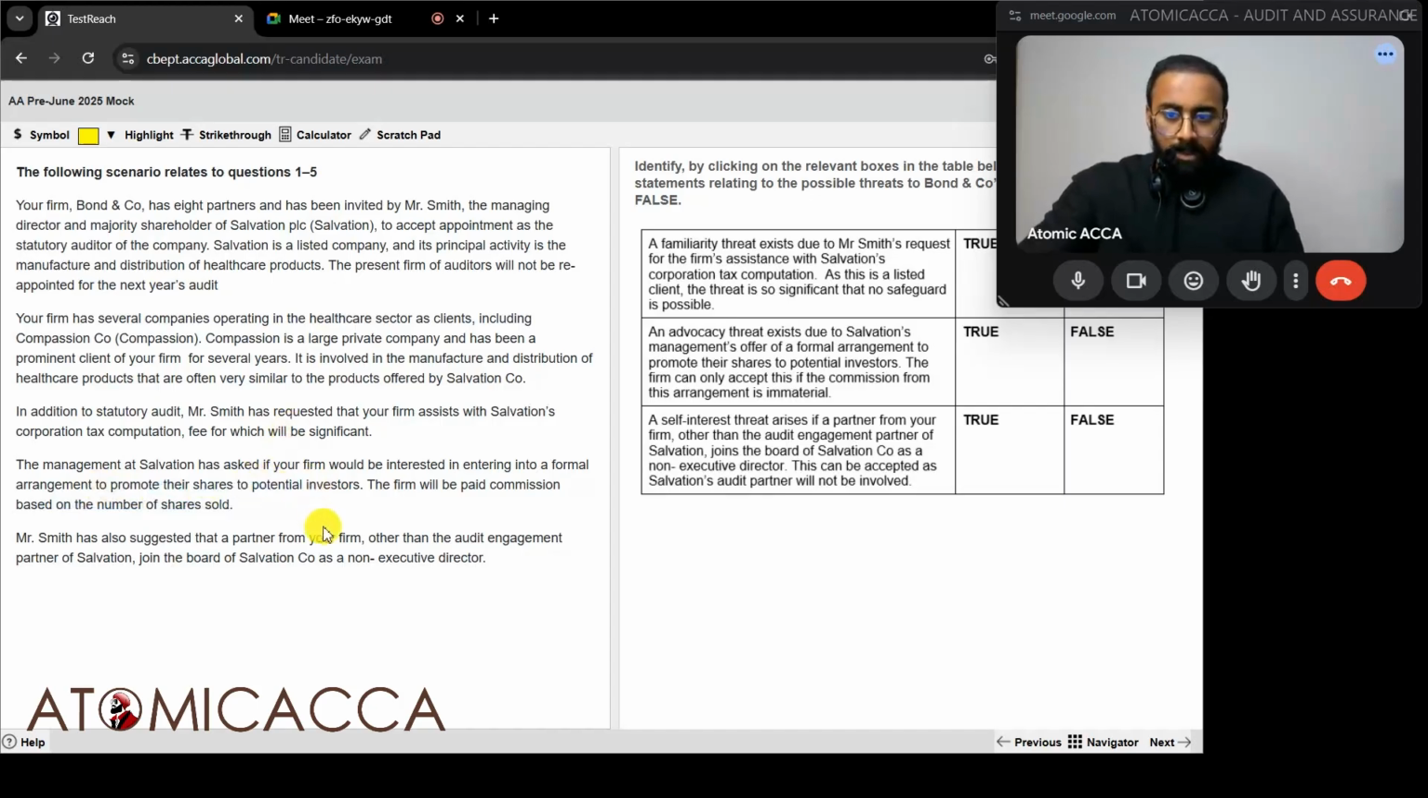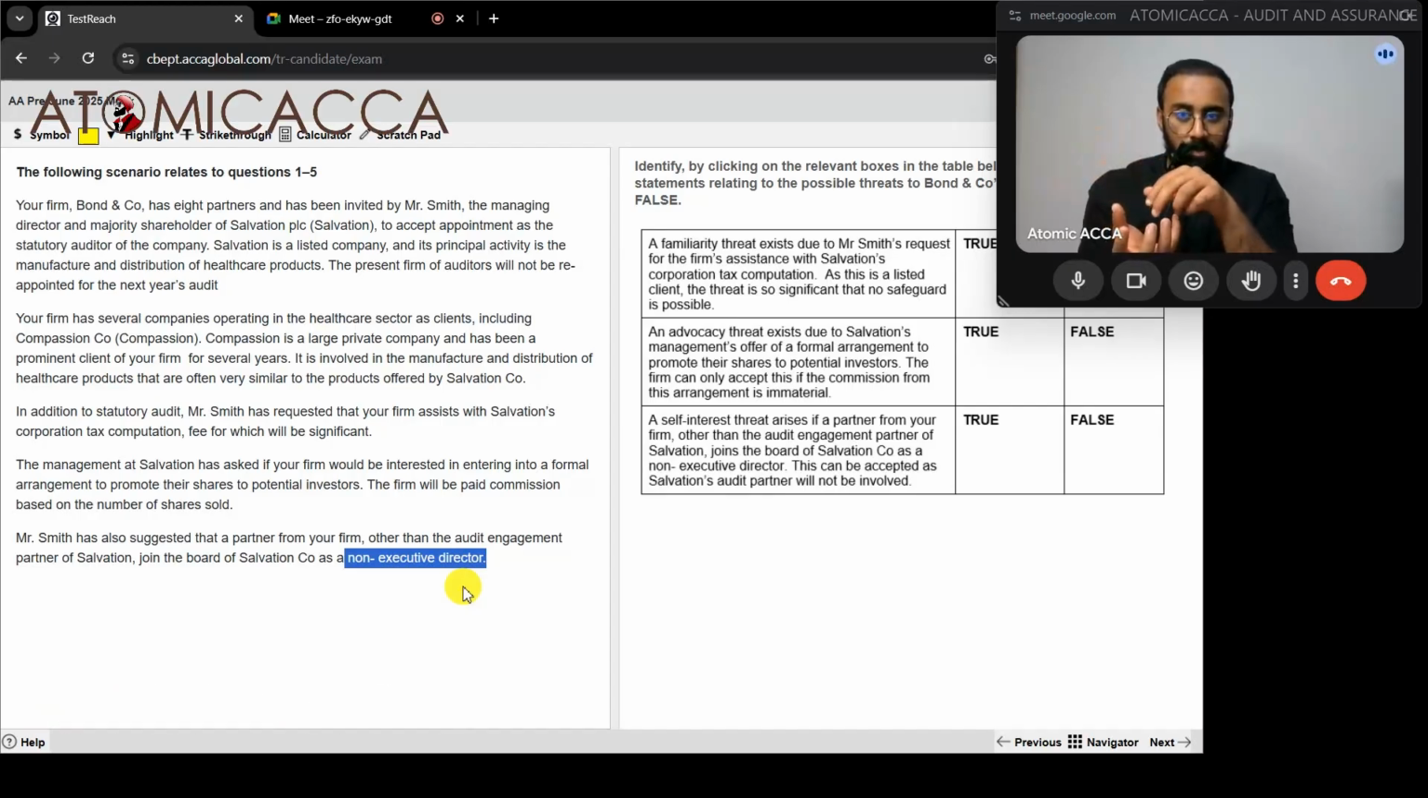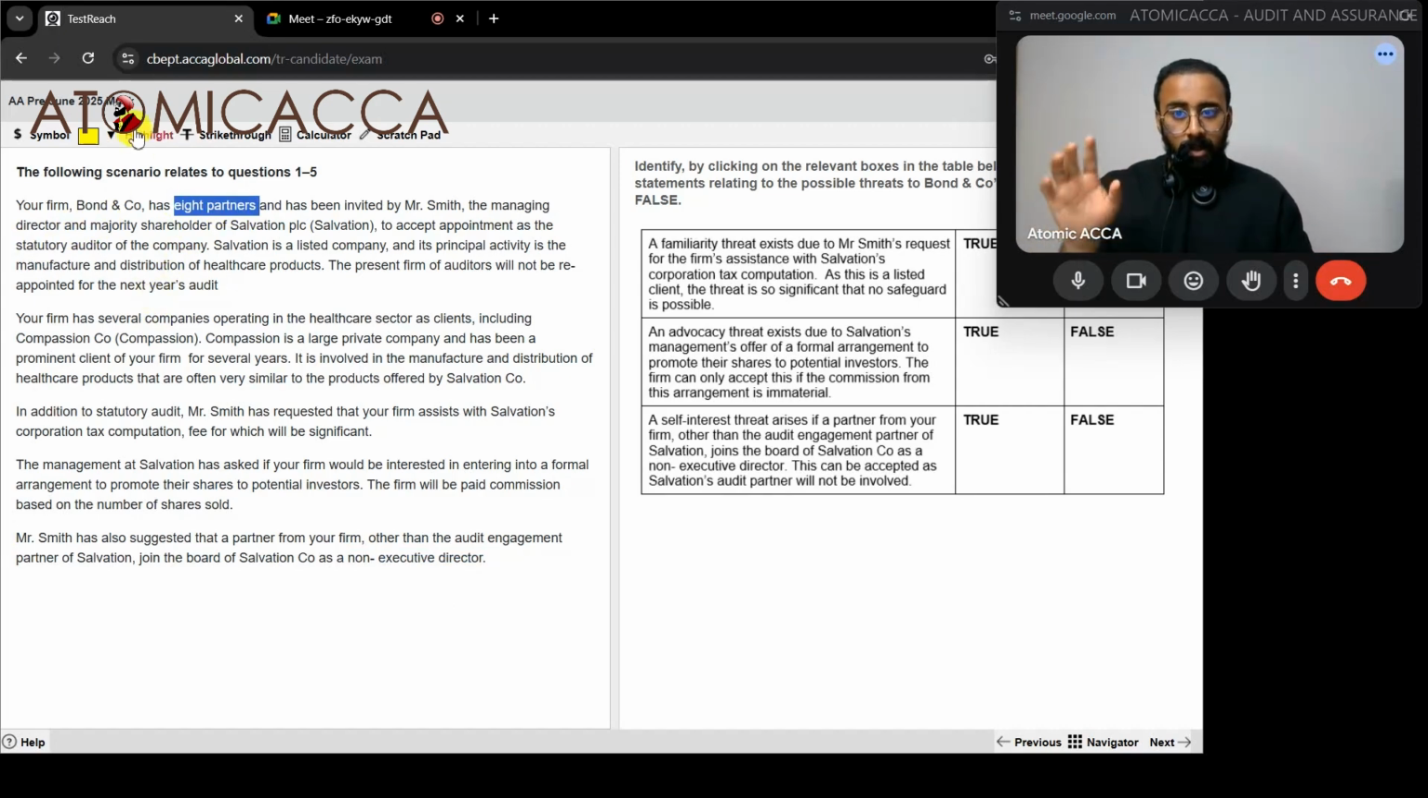Then Mr. Smith has also suggested that a partner from your firm, other than the audit engagement partner of Salvation, join the board of Salvation company as a non-executive director. This is the audit team, this is the audit partner, but someone else other than this, some other partner in the firm. They told us there are 8 partners in Bond and Company. So one is the partner for Salvation company, and some other partner out of the remaining 7 goes and joins Salvation company as the NED.